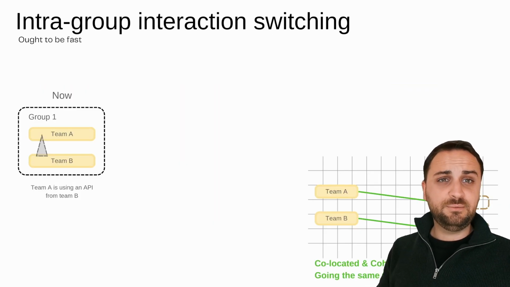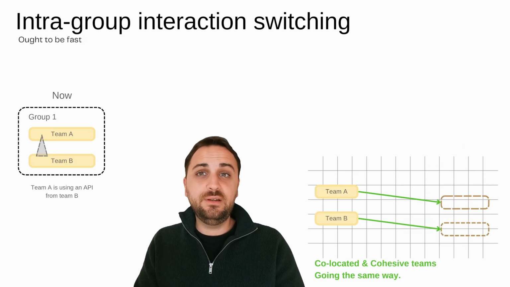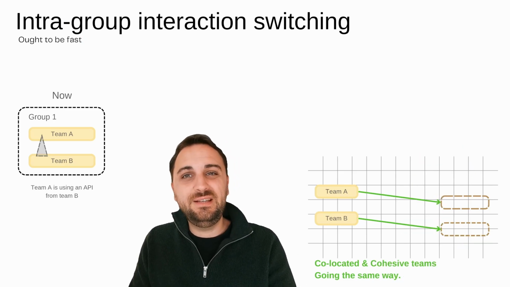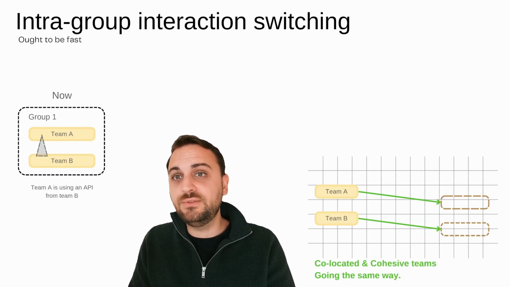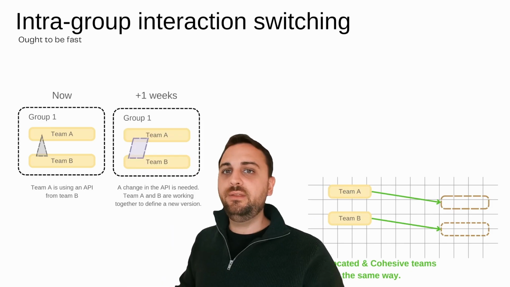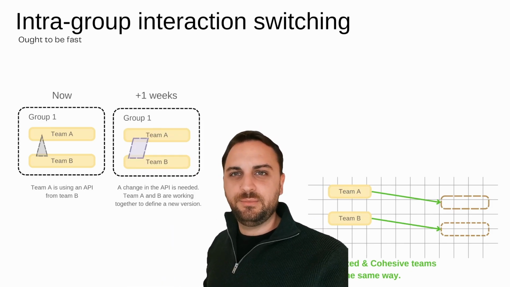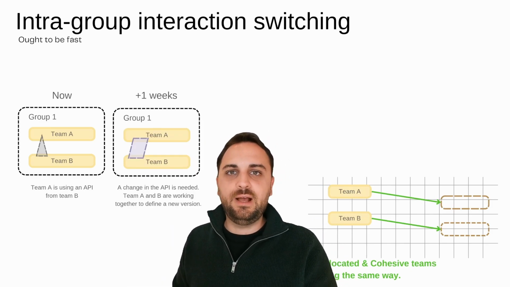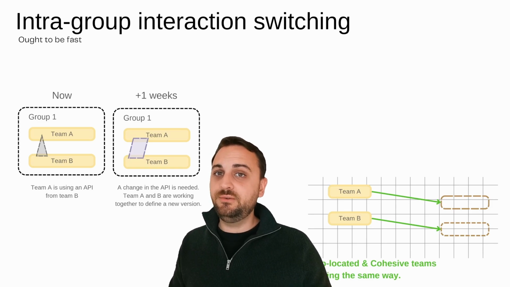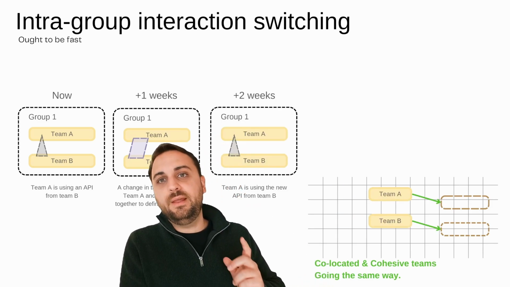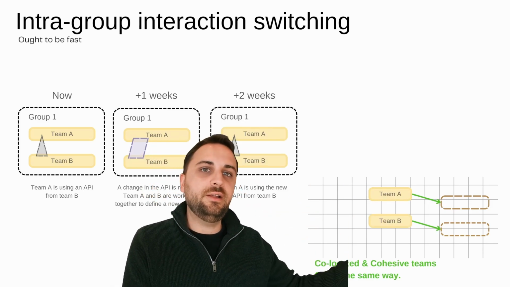And let's also think about this one here. This one's quite interesting. We have this intergroup interaction switching between teams in the same group, right? Team A is using an API from Team B. And then they discover, well, we need to change something. This is normal. This is fine. It should happen. Not all the time, but it should happen. It should be long-term stable. You say, okay, well, now we're going to go back to that mode. And so you saw that here in the corner.